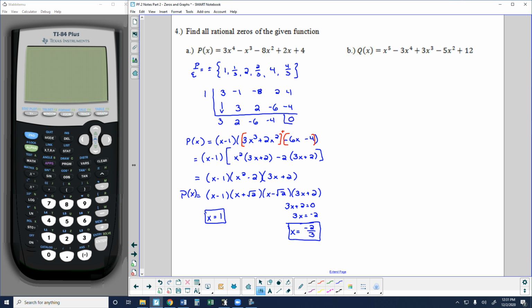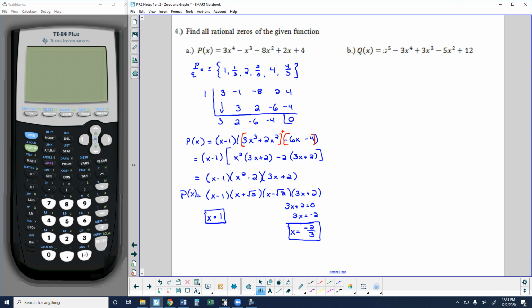Now I would get zeros from x plus root 2 and x minus root 2 if I set those equal to 0, but those are irrational numbers. Square roots are irrational, so I don't need to include those in the list. So my 2 rational zeros would be 1 and negative 2 over 3.